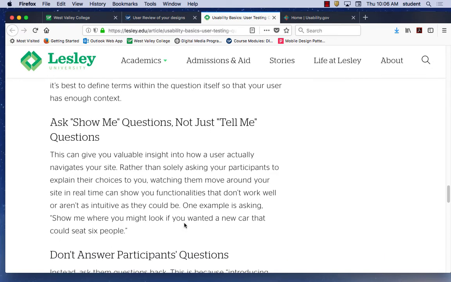Ask show me questions, not tell me questions. This can give you valuable insight into how a user actually navigates your site. Rather than solely asking your participants to explain their choices to you, watch them move around your site in real time to show you functionalities that don't work well or aren't as intuitive as they could be. One example is asking, show me where you might look if you wanted a new car that could seat 6 people.